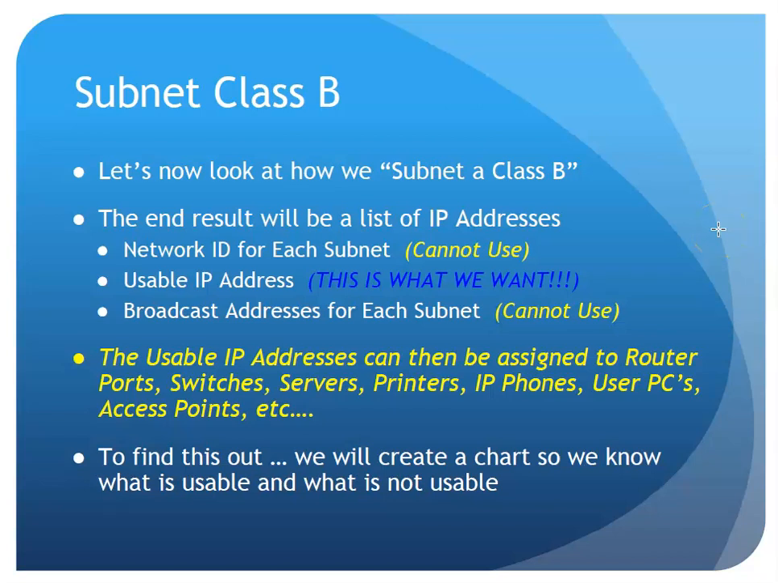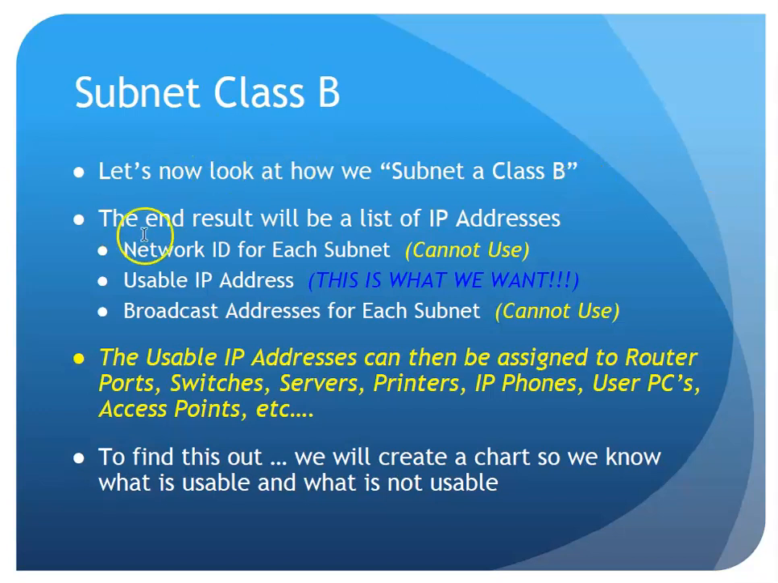All right, CNT125, Chapter 8, we're going to look at an example on how you would subnet a Class B network. So we're going to apply everything we did with a Class C, but we just have two octets to work with now. So everything we did before we're still going to apply, but we're just going to have to work with two octets now.